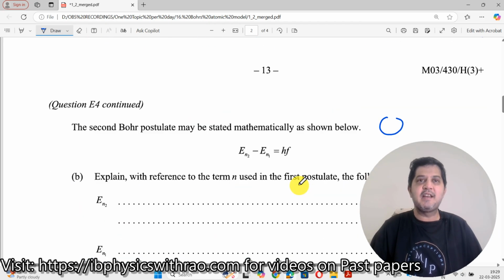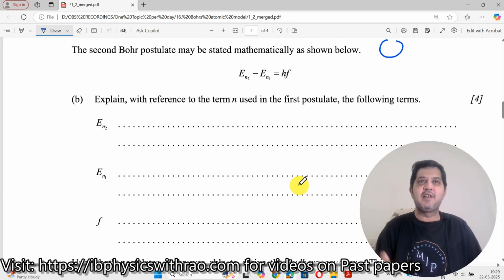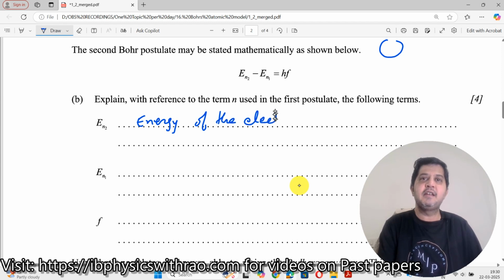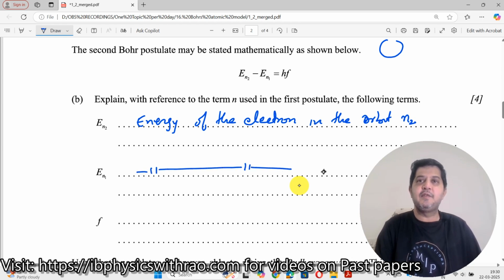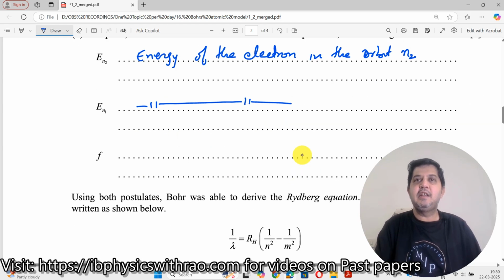Now let me go back and read the question. I told you about what Bohr's postulate is doing here. Explain with reference to the term n used in the first postulate the following terms. What is En2? You have to say the energy of the electron in the orbit n2. En1, same definition, energy of the electron in the orbit n1.